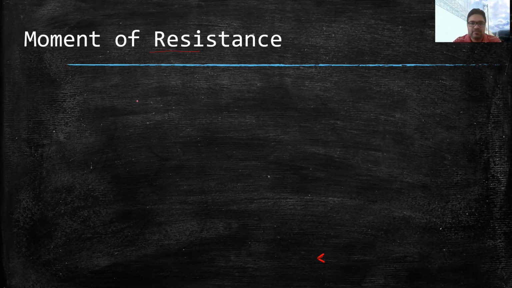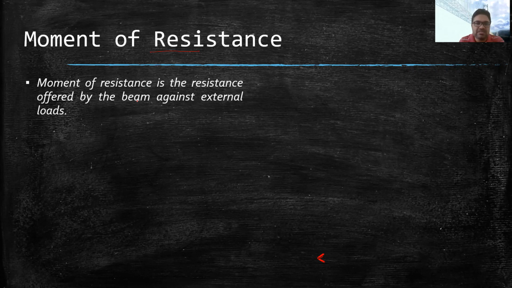We will see that. Moment of resistance is basically the resistance offered by the beam against the external load. So whenever there is a load applied on the beam, the beam offers a resistance against the effect of that load, and that resistance is called moment of resistance. Now we will see what this moment of resistance is and how we find it.